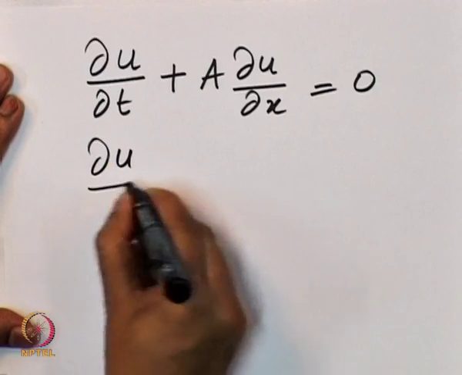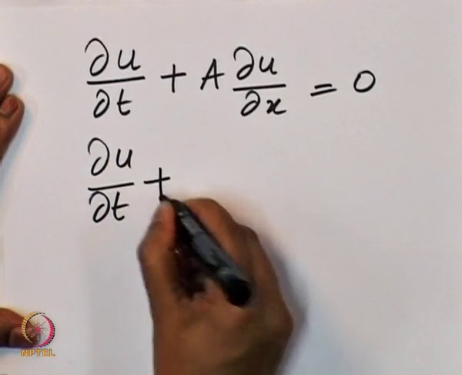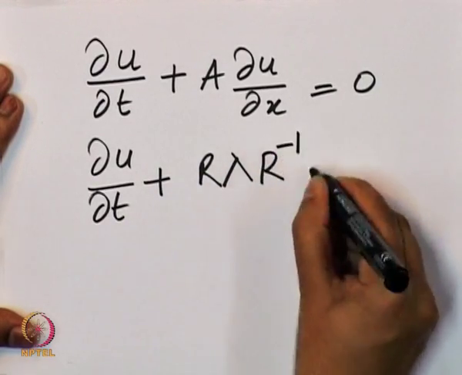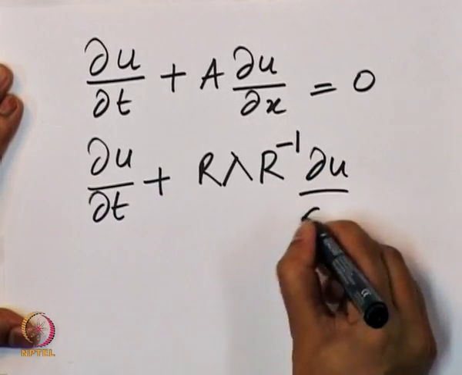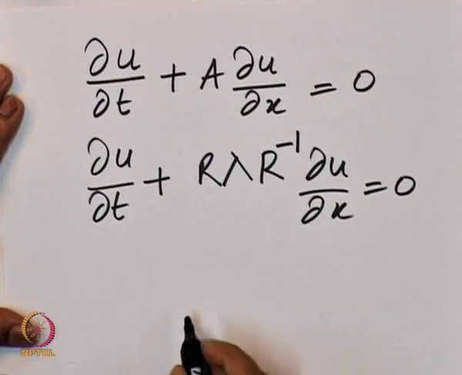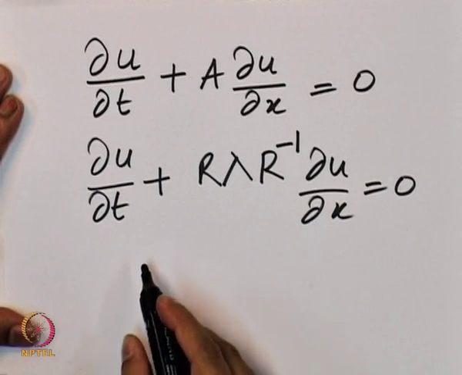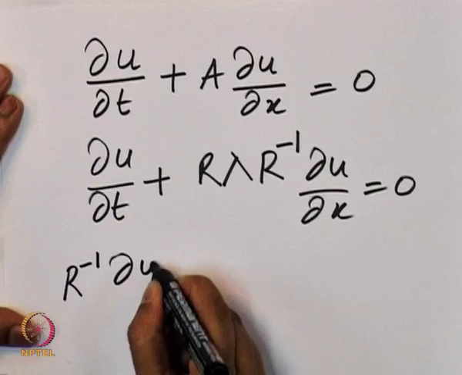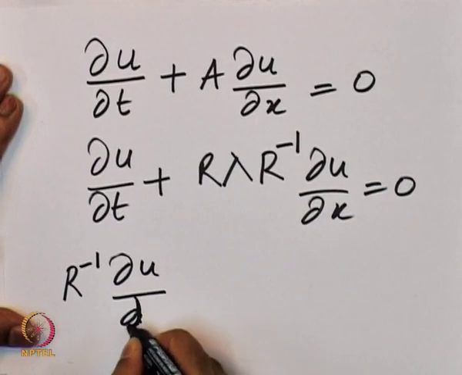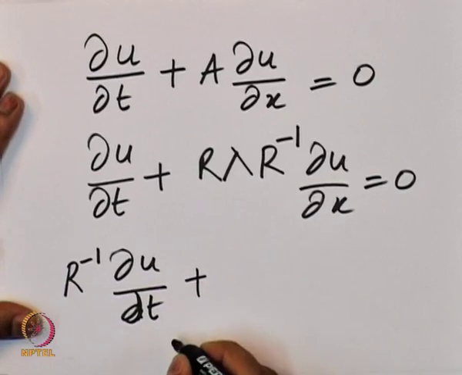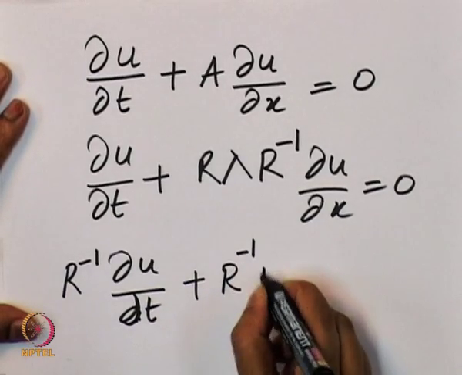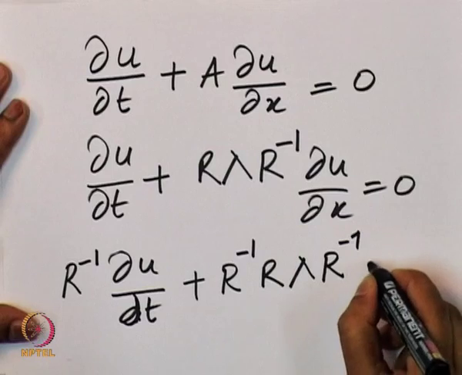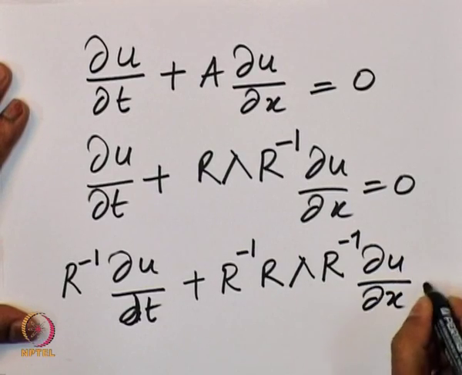So du by dt plus R capital lambda R minus 1 du by dx is equal to 0, and I can pre-multiply this equation using R minus 1. So I will get R minus 1 du by dt plus R minus 1 R lambda R minus 1 du by dx is equal to 0.